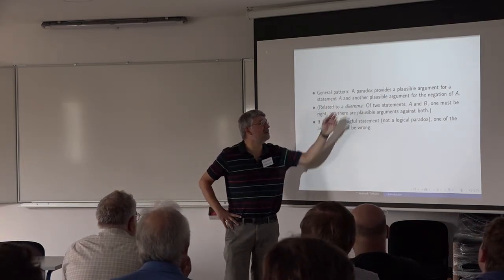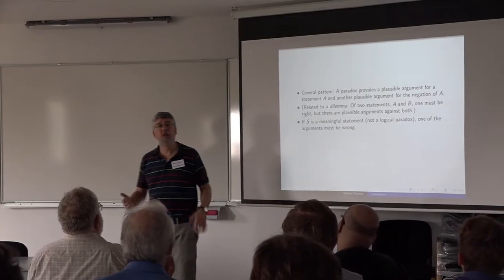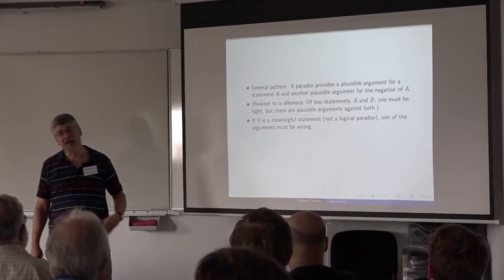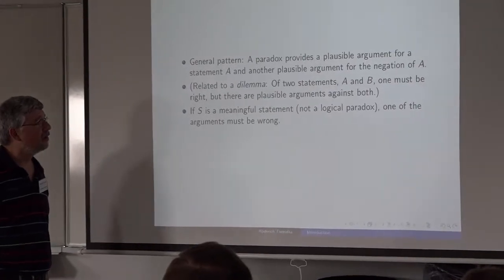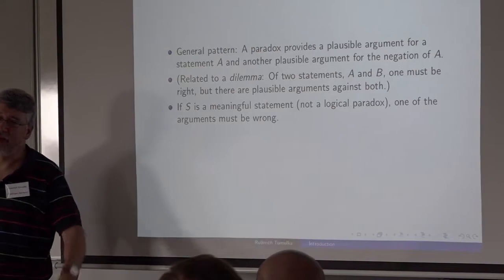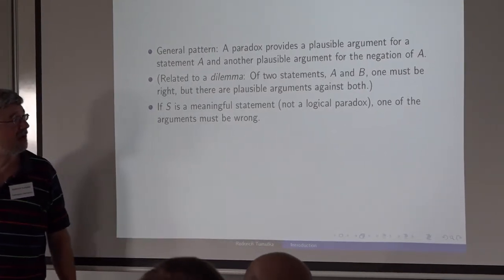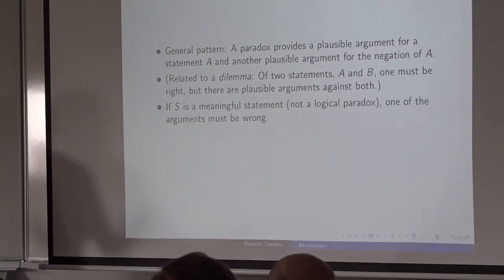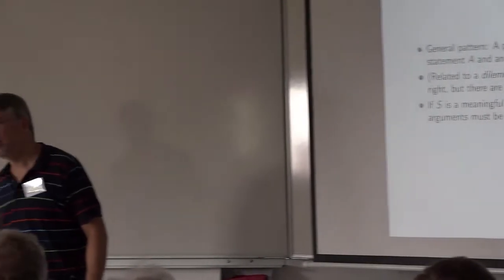The general pattern seems to be that a paradox provides a plausible argument for a statement A and another plausible argument for the negation of A. So that's a bit similar to a dilemma. You would call something a dilemma if you have two statements, A and B, and you know that one of them must be right, for example, because B is the negation of A, but there are plausible arguments against both. So you have to believe either in A or in B, but whichever one you choose, there's something bad about it, something you have to pay, something implausible that you have to accept.